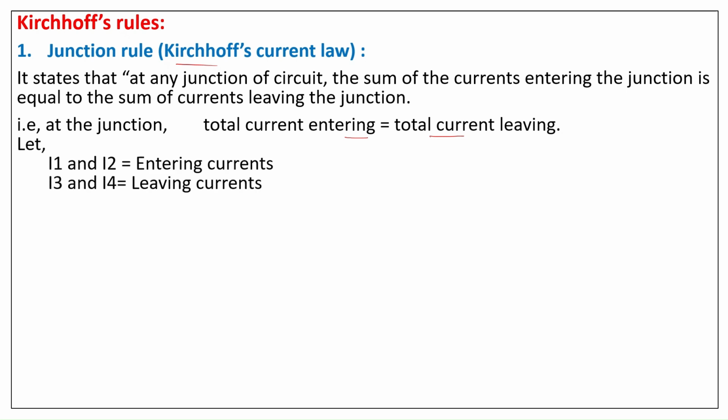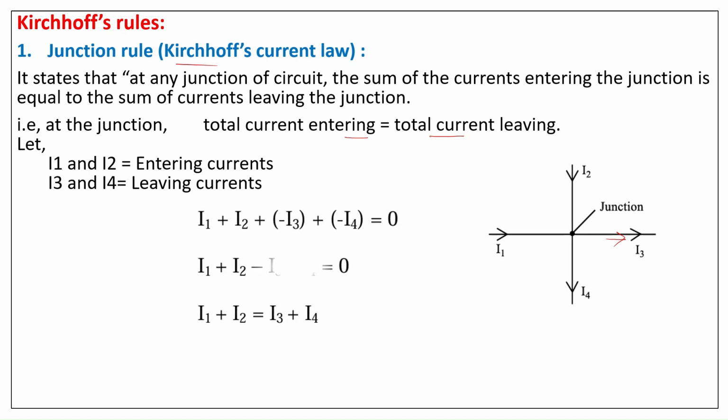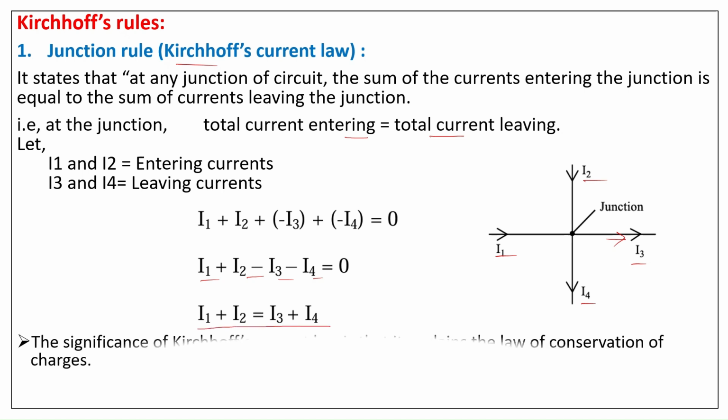Let I1 and I2 be entering currents, and I3 and I4 be leaving currents, as shown in the figure. Therefore, I1 + I2 ± I3 ± I4 = 0. That is, I1 + I2 - I3 - I4 = 0. On equating, we get I1 + I2 = I3 + I4.